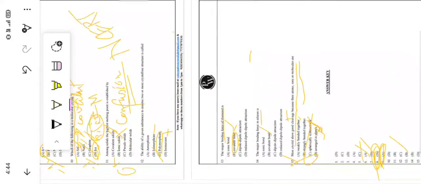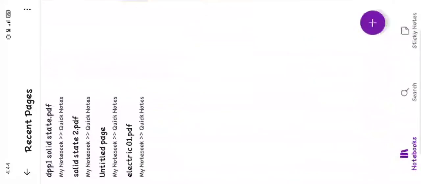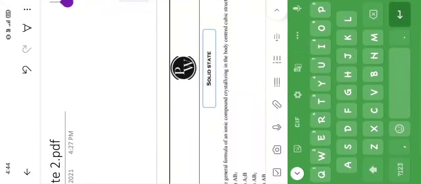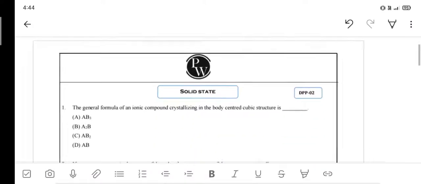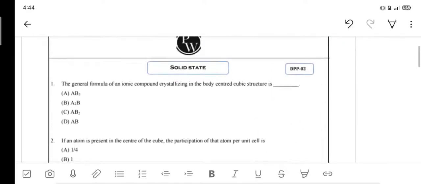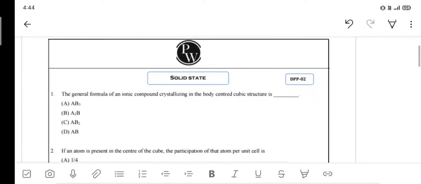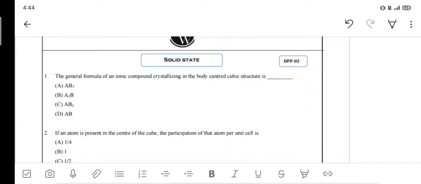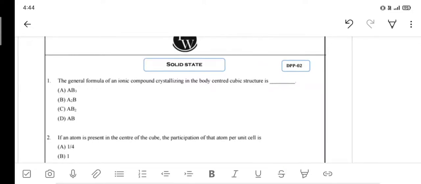Okay, let's move to the next 15 questions. So this is another 15 questions. The general formula. Okay, now these are important. Actually, I forgot to do it like this.